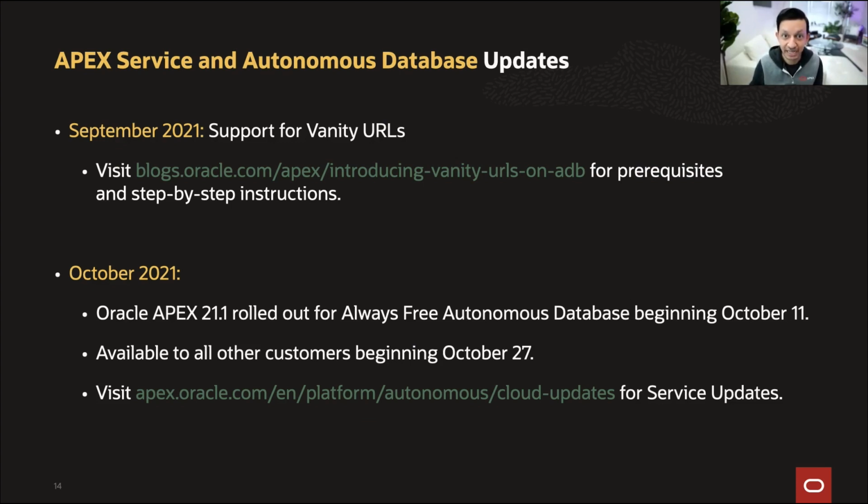I also want to talk about some of the Apex service updates for the Apex service and Apex on Autonomous Database. In September 2021, just last month, we enabled support for vanity URLs, and you can visit this blog post, and there will also be an office hour session on this on November 18th. This month, we rolled out Apex 21.1 for free autonomous database services. That was starting on October 11th, and it will be available to all remaining customers starting October 27th. You can also visit the Apex website and their autonomous database. There's a link for service updates, and you can always see the latest and greatest over there.